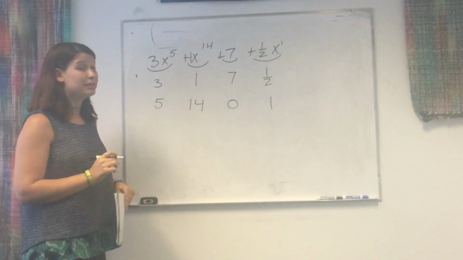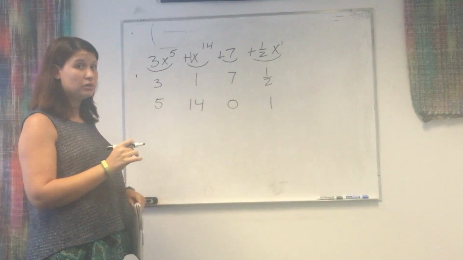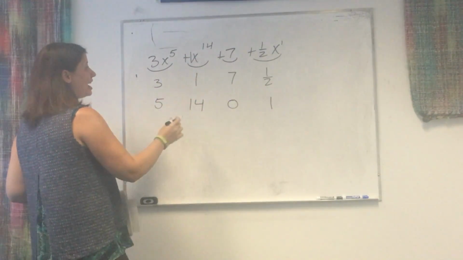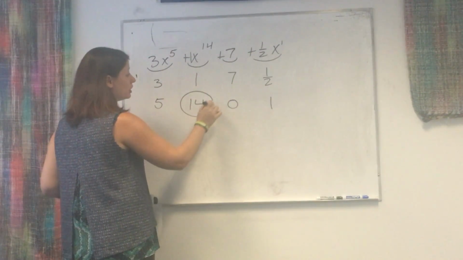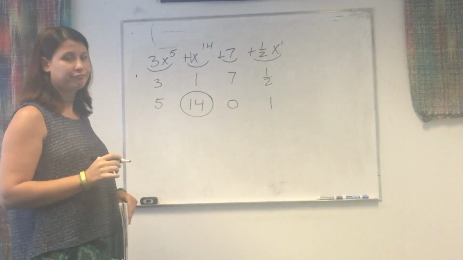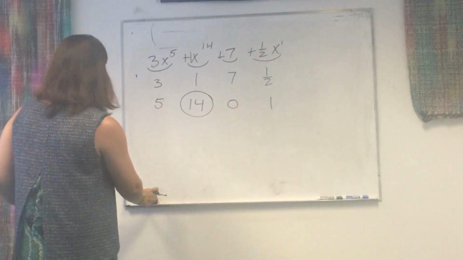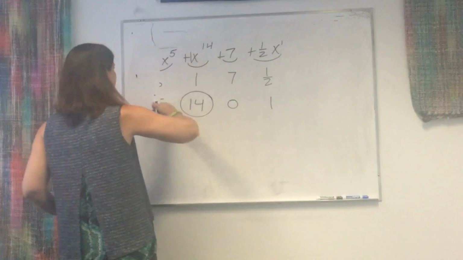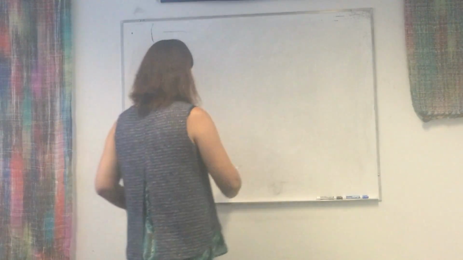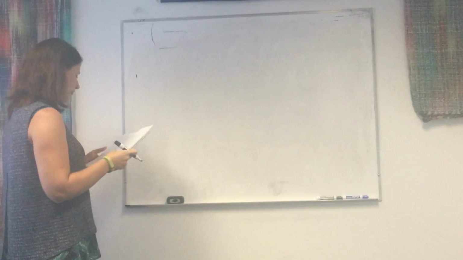If we wanted to talk about the degree of a polynomial, you would look at the degree of each term and then pick the highest one. So the degree of this polynomial is 14 because that is the biggest exponent. Okay, so now that we have some basic vocab, let's actually look at adding and subtracting polynomials.